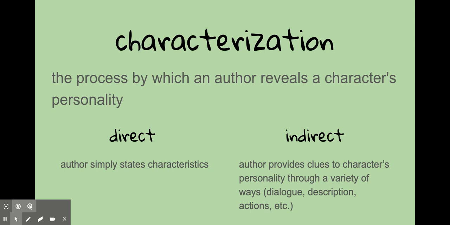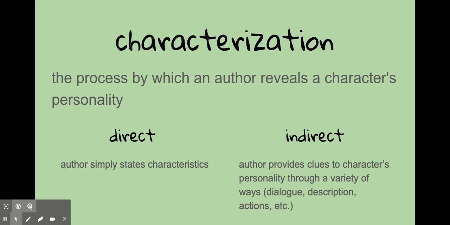Characterization is the process by which an author reveals a character's personality. So characterization can be either direct, so things that the author simply states about the character. For example, he was a grumpy old man. We don't have to do any digging to understand that. The author just tells us what the character's like.